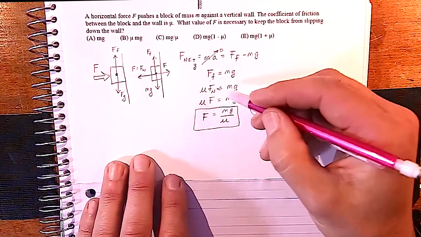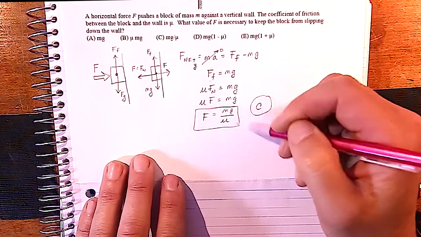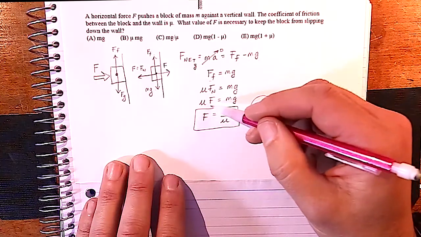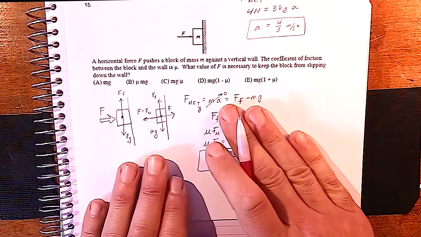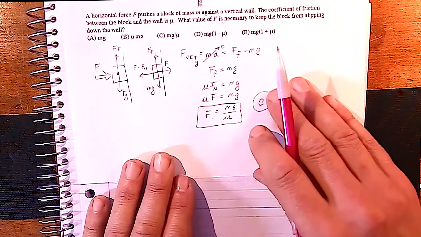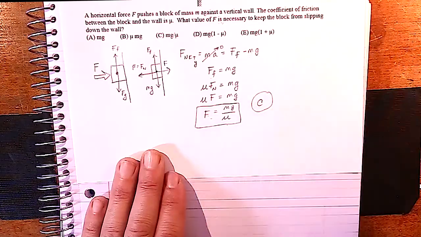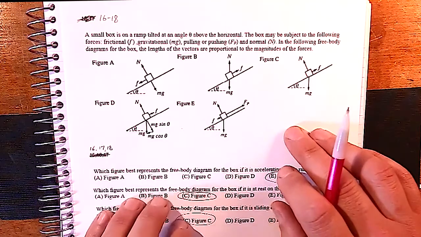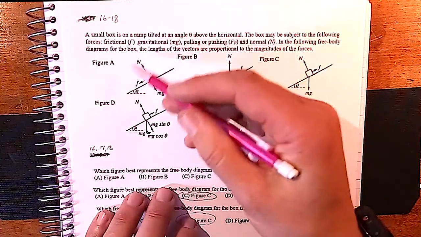And we know FF is mu Fn, so solving for the force, we can just divide through and solve for F. So I made a mistake when I said solving for mu. We're solving for F in this case. But if you were solving for mu, you would just say mu equals mg over F. Either way, same math.